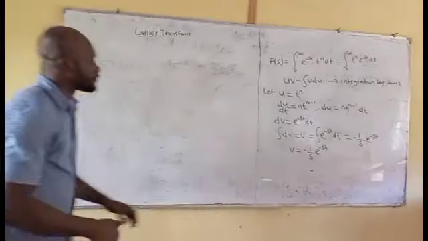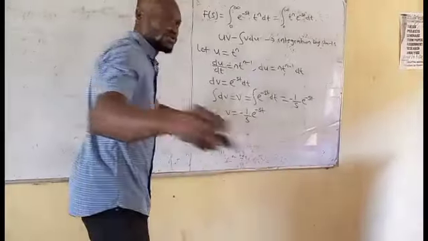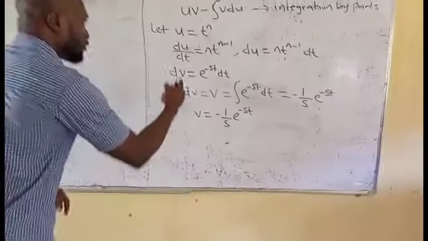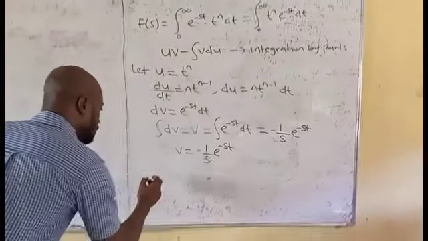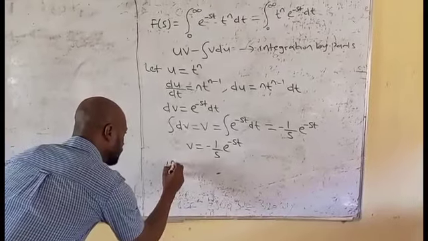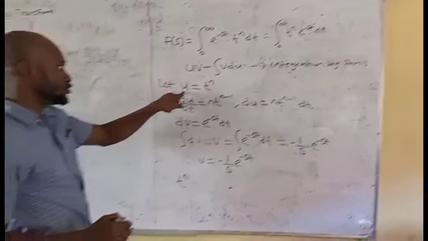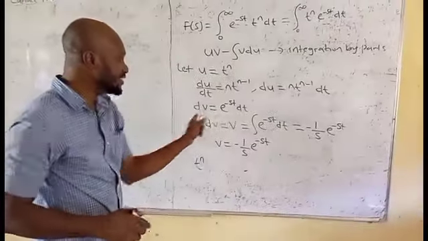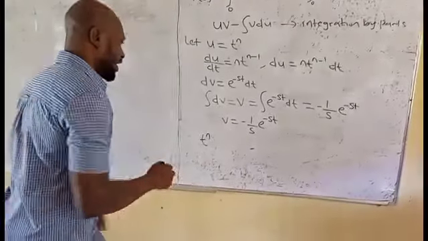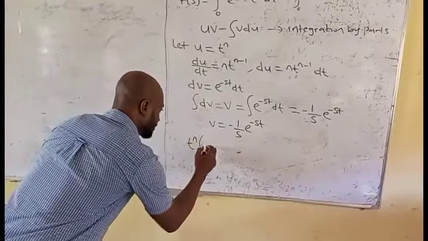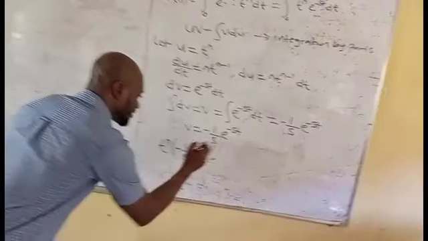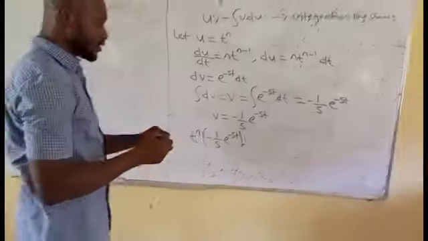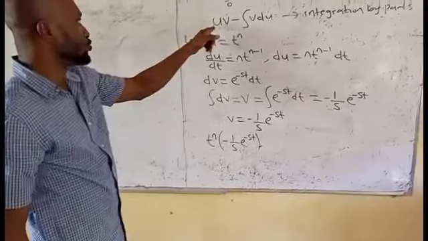So I have these values here. I'm going to put it here from the formula. Where is my u? My u is t raised to the power of n. U is equal to t raised to the power of n. V, which is my v now, is from the integral of the v, which is this. I have my v, which is minus 1 over s, exponential minus st. So now, this and this is your uv.